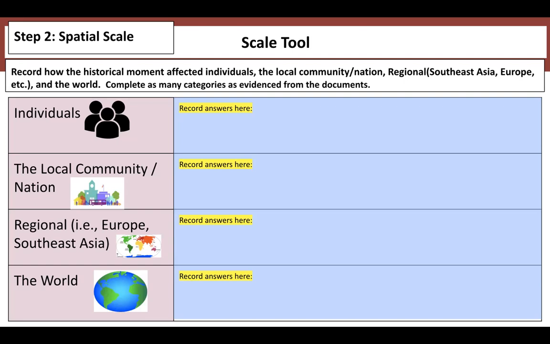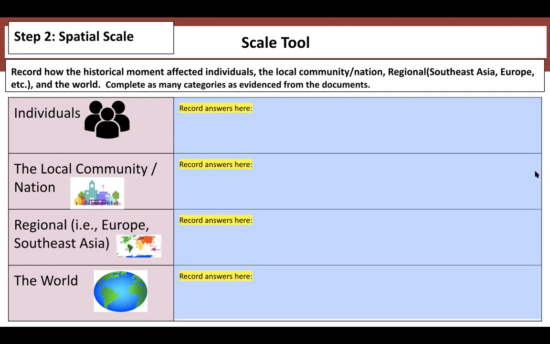Then we'd ask students to look at, how did this moment influence a local community or a nation? And then even bigger, how does this moment impact a region? We'd give them some examples such as Southeast Asia or Europe. And then we ask students to go even further and look at the bigger picture. How does this historical moment impact and affect the world? What we would definitely help students do here, we could have them use prior knowledge, but giving them documents would be very helpful here, because then they could actually grasp evidence to put into each of these categories.